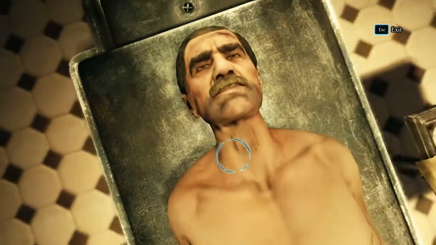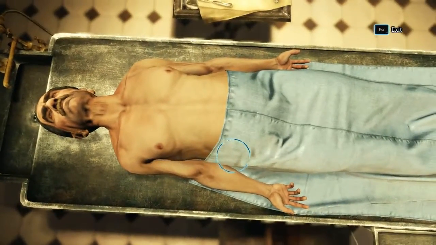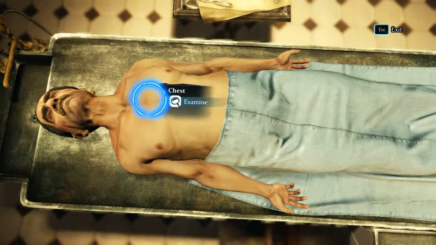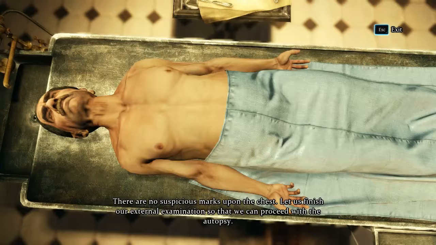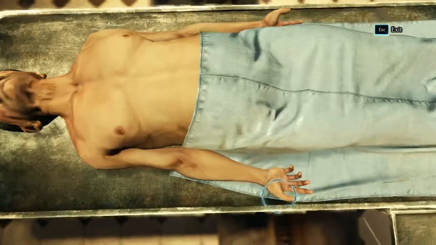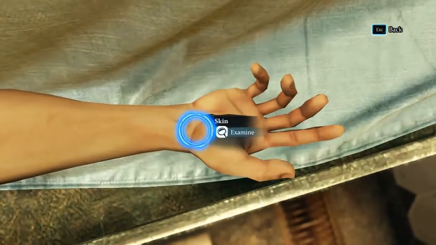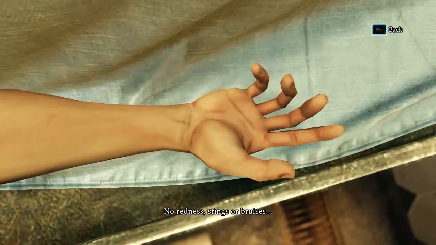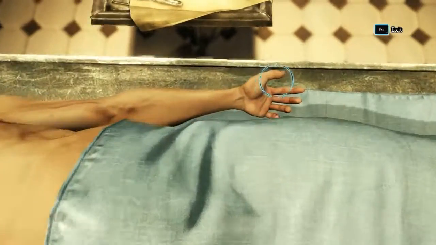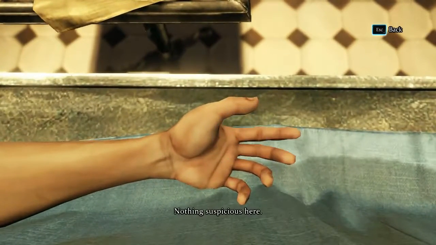I'm gonna open him up and find that there's plants inside his body. There are no suspicious marks upon the chest. Let us finish our external examination so that we can proceed with the autopsy. No redness, stings, or bruises. Right. Nothing suspicious here.